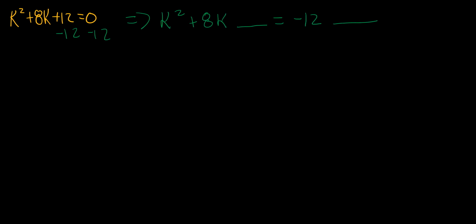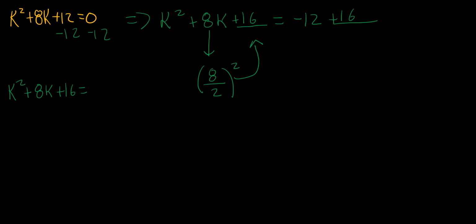So now our half of b squared terms go in the blanks. We're going to take our b, which is 8, divide it by 2, and square it. So 8 divided by 2 is 4. 4 squared is 16. So I'm going to add 16 here, and I'm going to add 16 here. So this expression further simplifies into k squared plus 8k plus 16 equals positive 4.